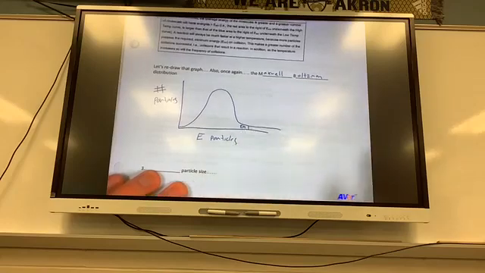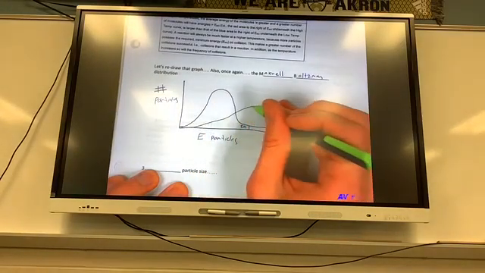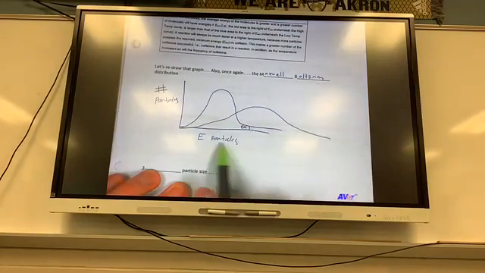If I increase the temperature, what happens to my hump? It gets lower and evens out, correct? Because it's the same area. Remember, the number of particles in here is the same area. Is that energy of particles on the x? Yes, energy of the particles.